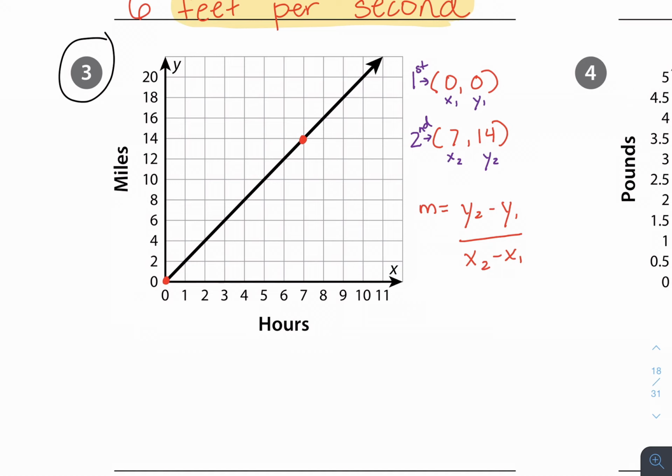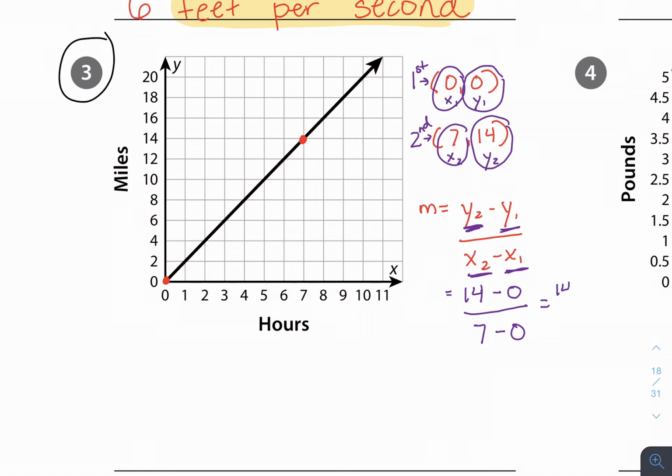And now that I have all of that, I'm going to literally just take all of these numbers and substitute them where they belong. So my second y coordinate is 14, minus my first y coordinate, which is 0. My second x coordinate, which is 7, minus my first x coordinate, which is 0. So I have 14 minus 0 divided by 7 minus 0, which will give me 14 on top, 7 on the bottom, and 14 divided by 7 is 2.